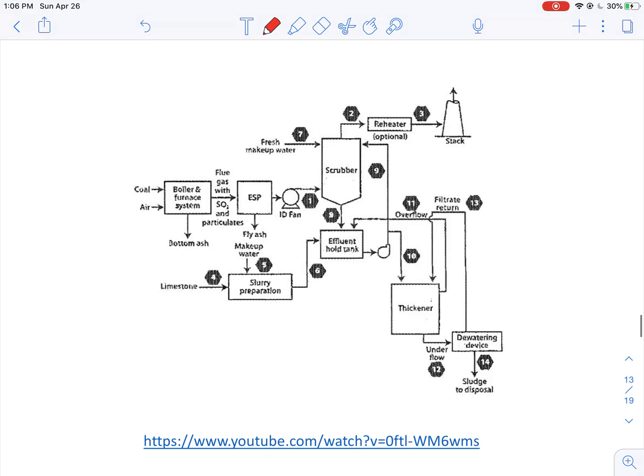So this is also showing the entire coal-fired power plant system. There's also a video here. You can feel free to check it after the class. Again, I want to emphasize that the particulate matter removal process is before the scrubber, because otherwise it will affect the quality of the product that's coming out of this scrubber here.